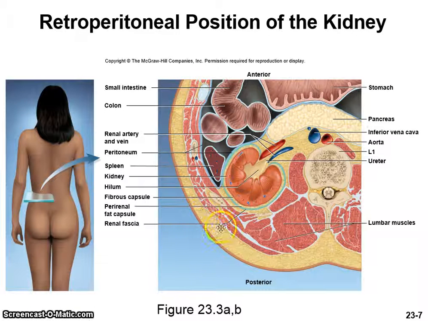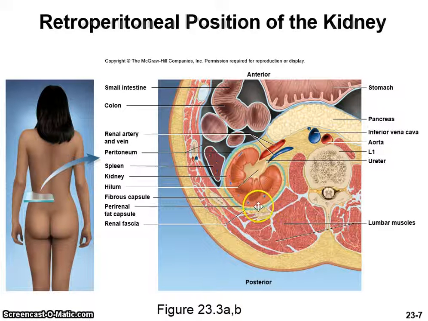The hilum is the middle part right here, where the nerves, arteries and veins come in. The kidney is covered by 3 outer layers. The first layer is called the renal fascia. Just like muscle fascia, the renal fascia is the outer covering, and it is connected to the peritoneum in the front, and in the back it's connected to the lumbar fascia.